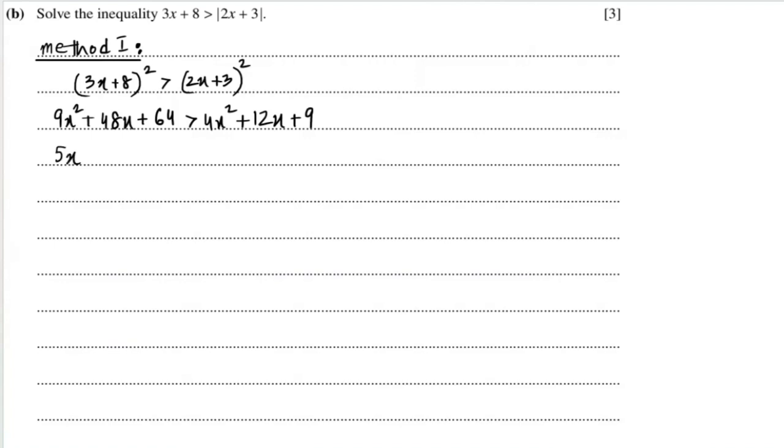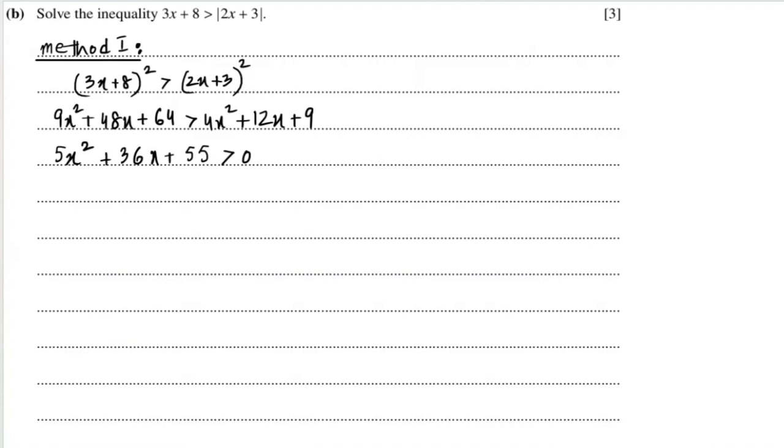If I simplify this, subtract 4x squared and then subtract 12x, that will be 36x, and subtract 9, and that's going to be 55, and this is greater than 0. So this now becomes exactly the quadratic inequality which you learned in Pure Mathematics 1.